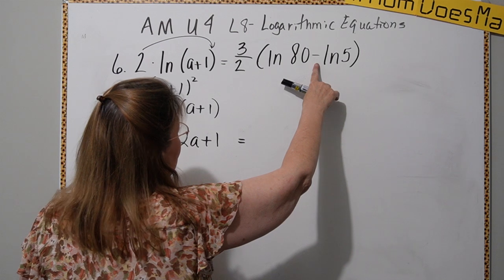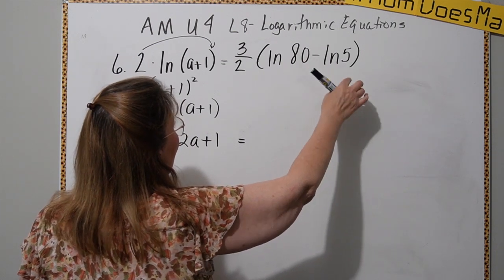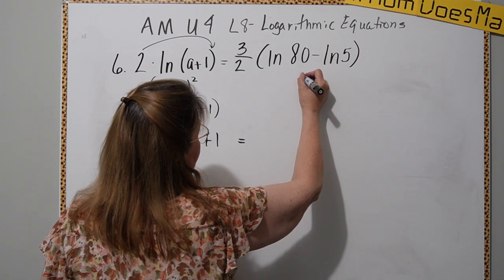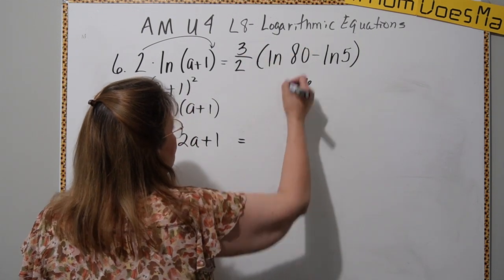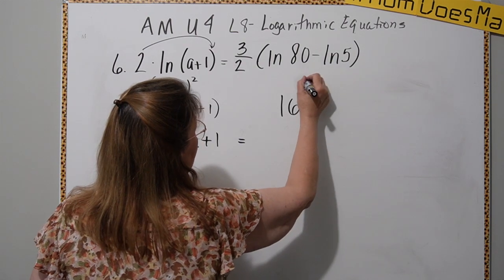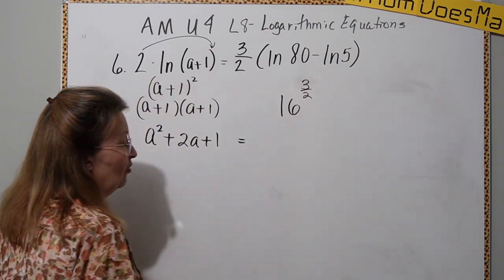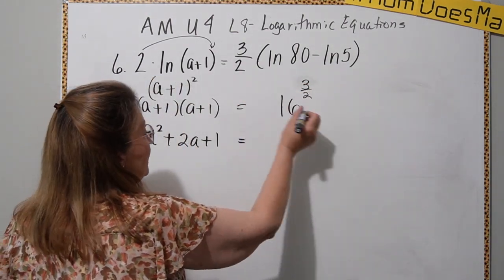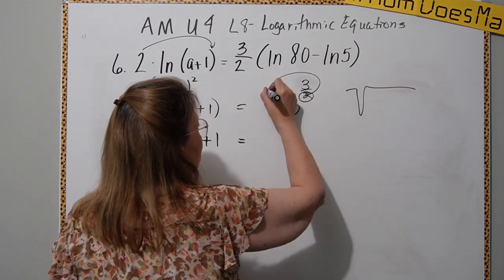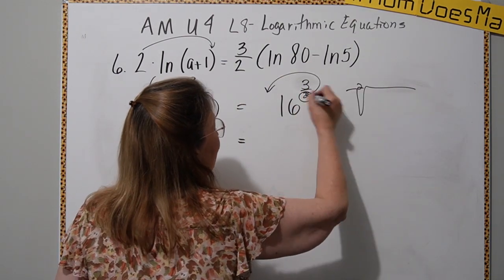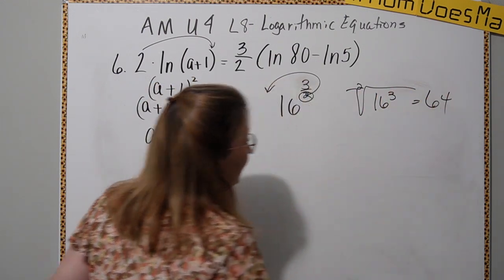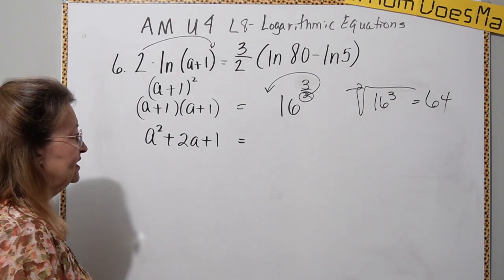This is a subtraction, so when you divide 80 by 5, what do you get? 80 divided by 5 is 16. So now I can swing this around. What I'm going to have is 16 to the 3/2 power. Now remember, that means what? The square root of, this comes around and becomes the index, 16 cubed. All right, and if you do that out, do the math out, that's going to be 64.